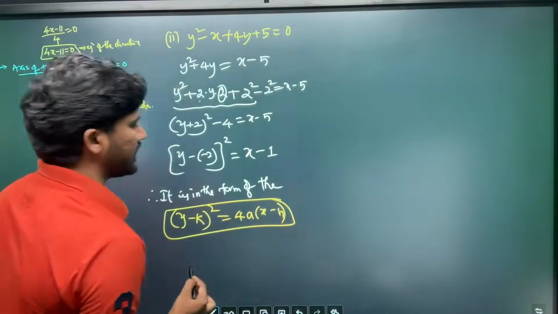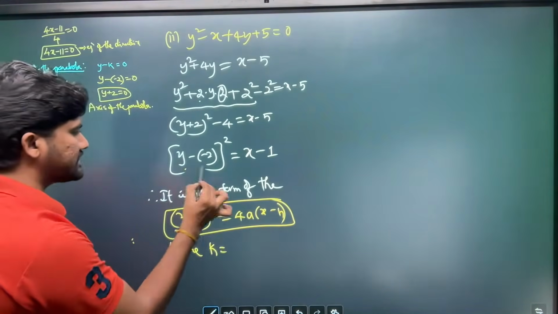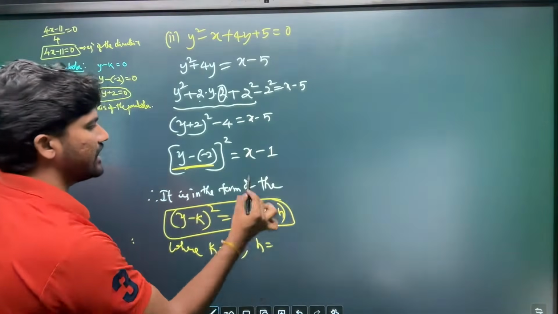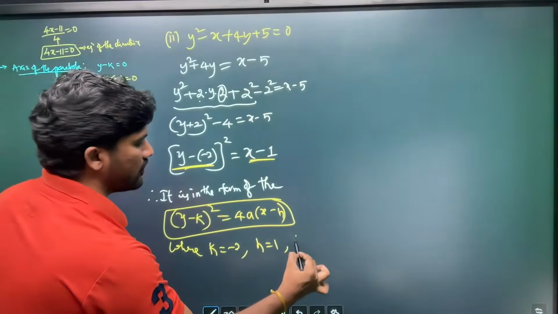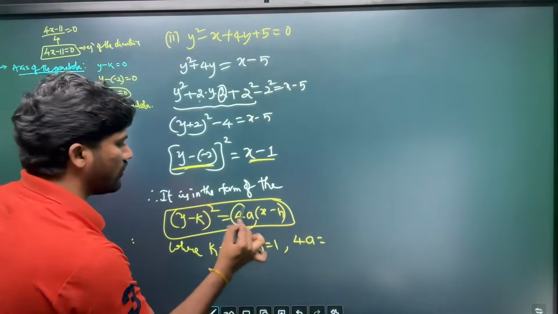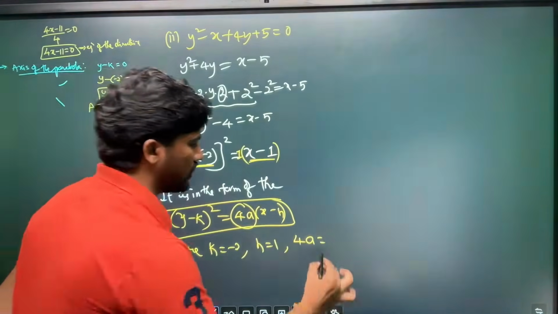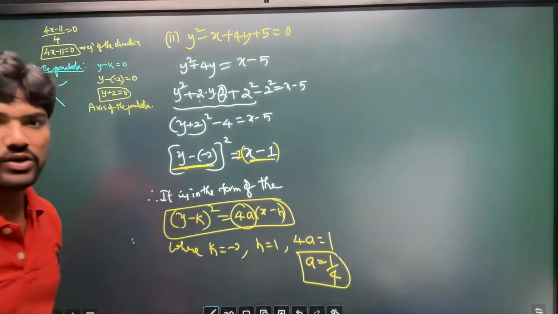So clearly we can say, where what is k value, y minus k అంటే ఎంత మనకు minus 2. What is h? X minus h is equal to 1. And 4a, here you have 4a, how much you have? 1. 4a is equal to 1 కాబట్టి a is equal to 1 by 4. A is equal to 1 by 4.